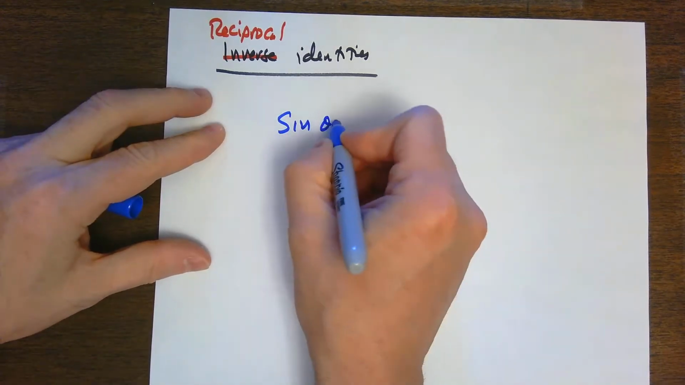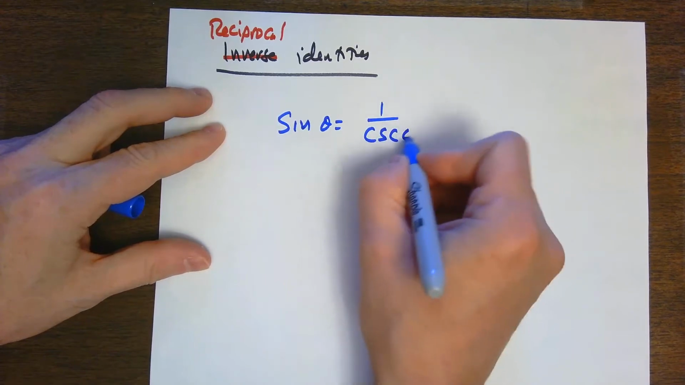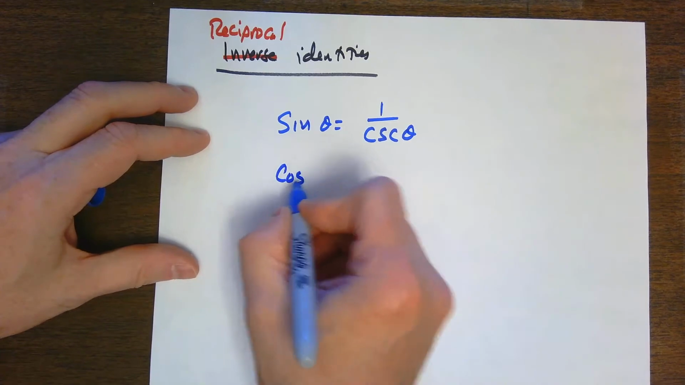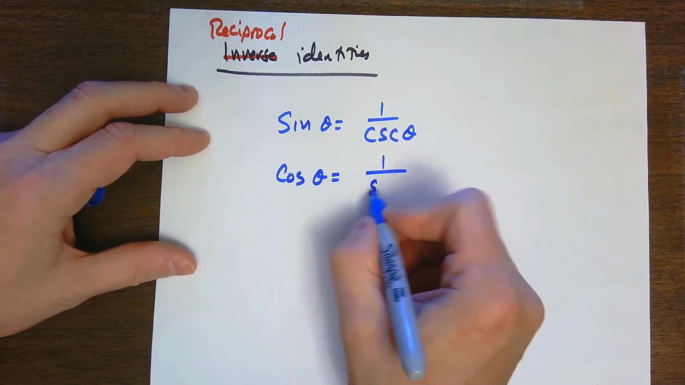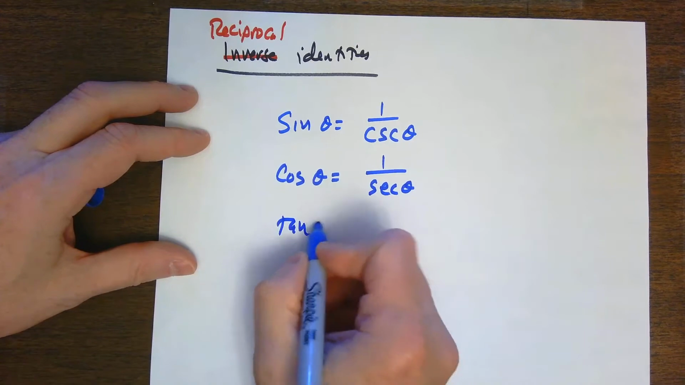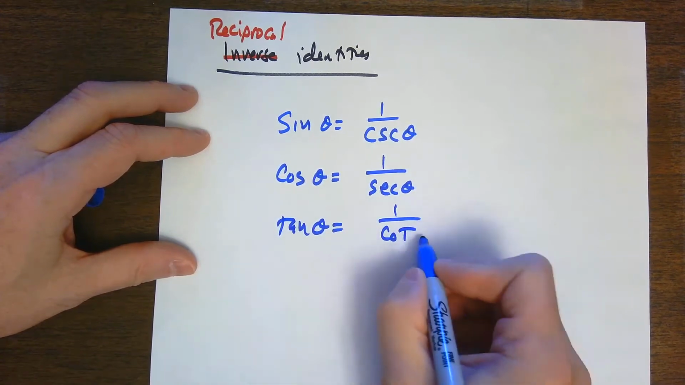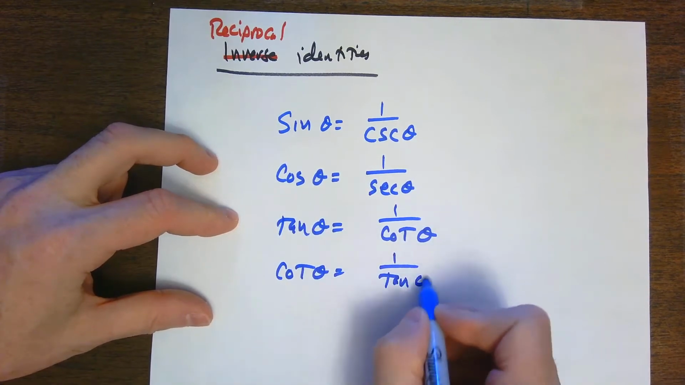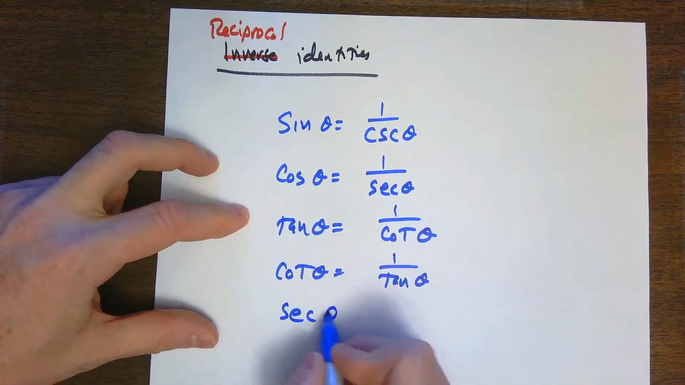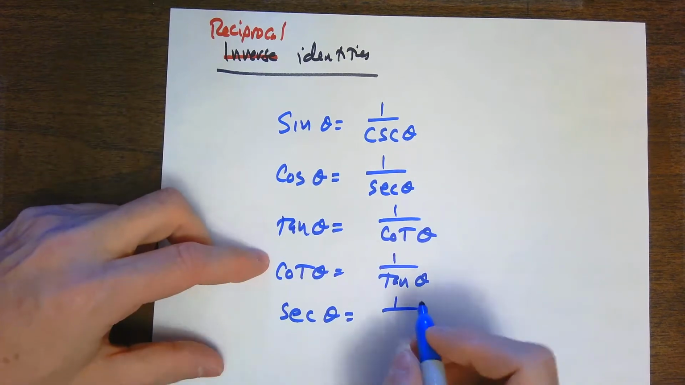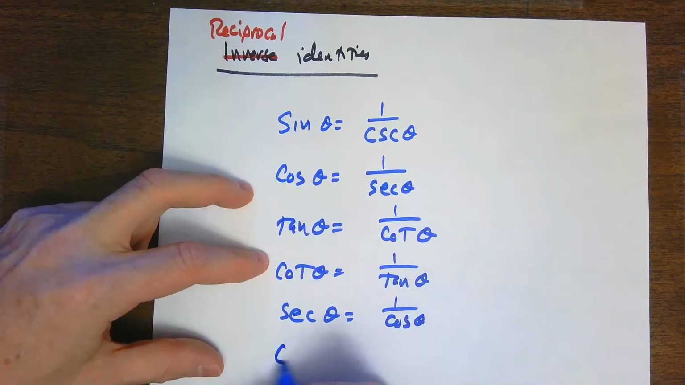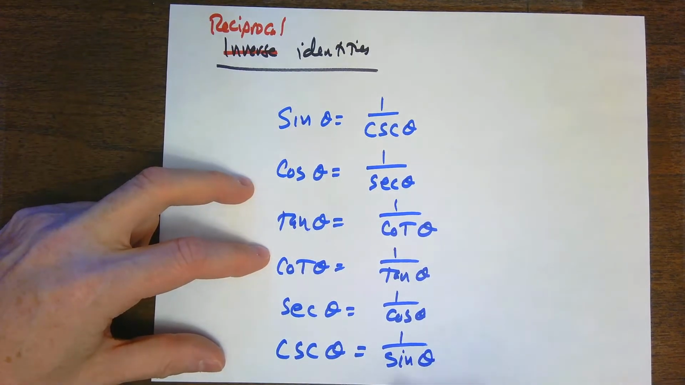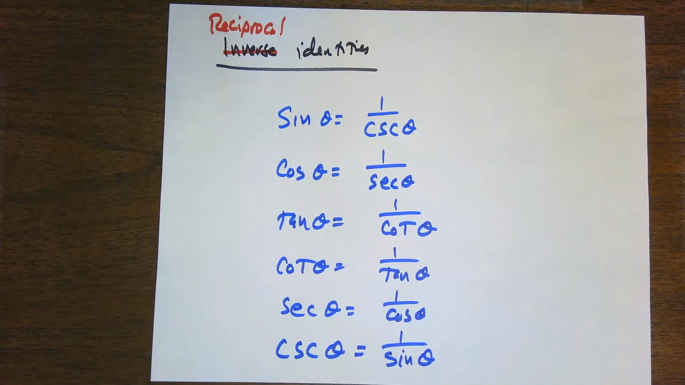The sine of any angle is the same thing as 1 over the cosecant. And remember, IB says COSEC for that. The cosine is 1 over the secant. The tangent is 1 over the cotangent. The cotangent is 1 over the tangent. The secant is 1 over the cosine. And cosecant is 1 over sine. And again, remember that they do something weird there for cosecant.